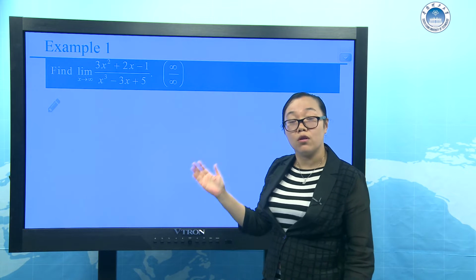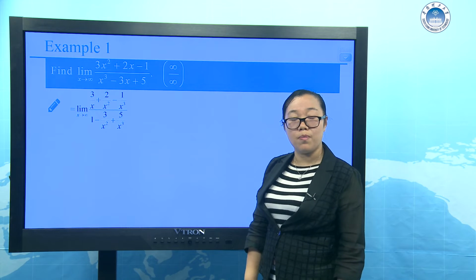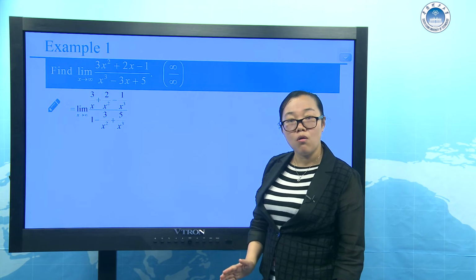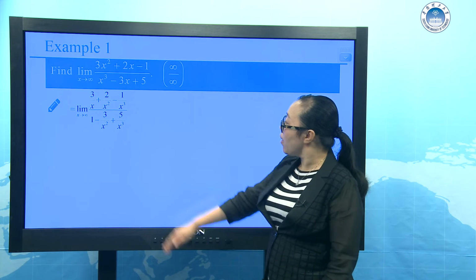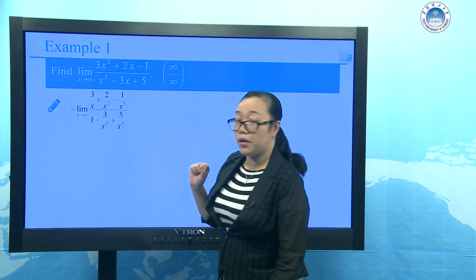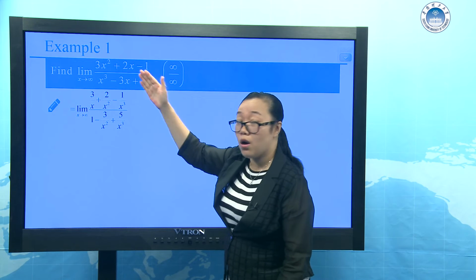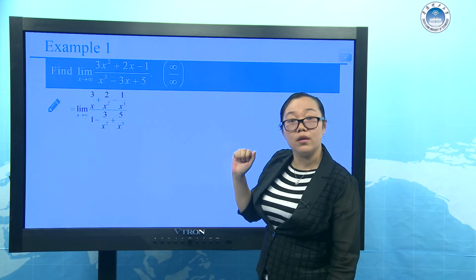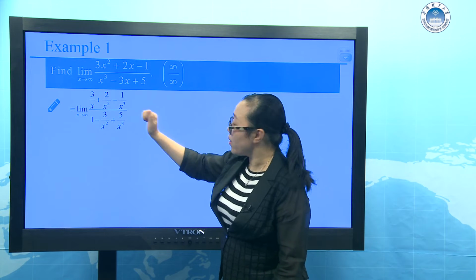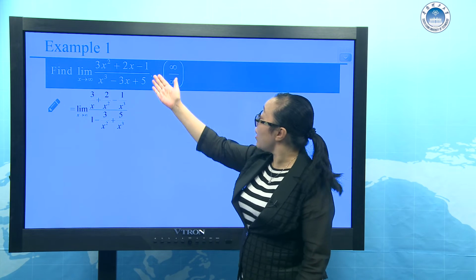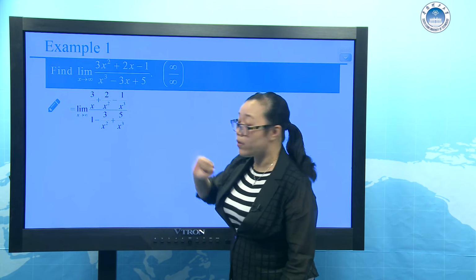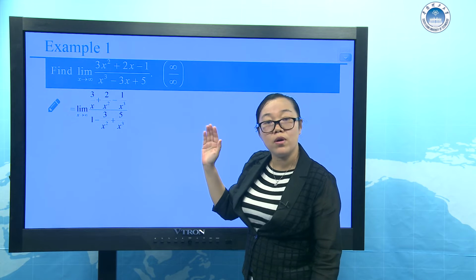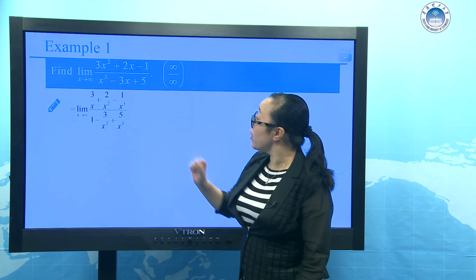We will do the following operations. Every term over x cubed. So it equals the limit as x tends to infinity. The first term over x cubed equals 3 over x. The second, 2x over x cubed equals 2 over x squared, minus 1 over x cubed, the corresponding expression.